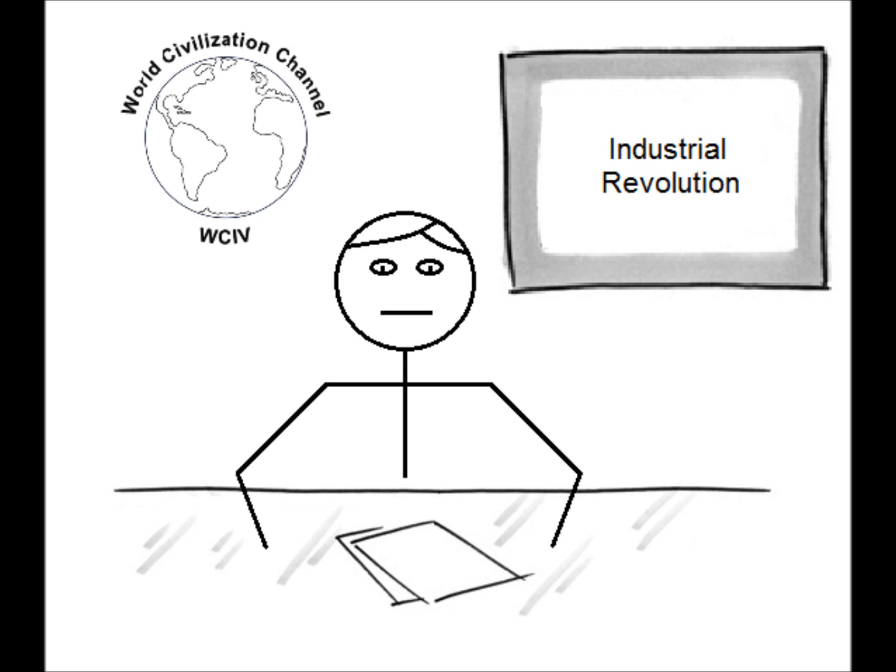Today we have a very special broadcast presentation about the Industrial Revolution. In the late 18th century and the early 19th century, many changes occurred in agriculture, manufacturing, transportation, economics, and social structure in England. This period is known as the Industrial Revolution.